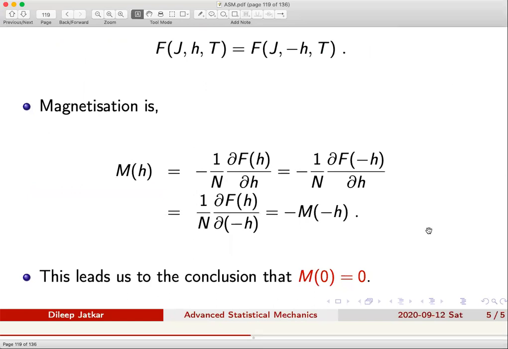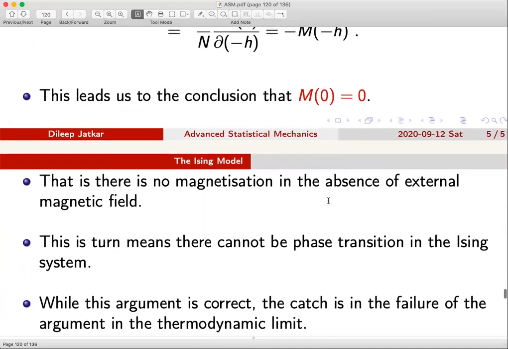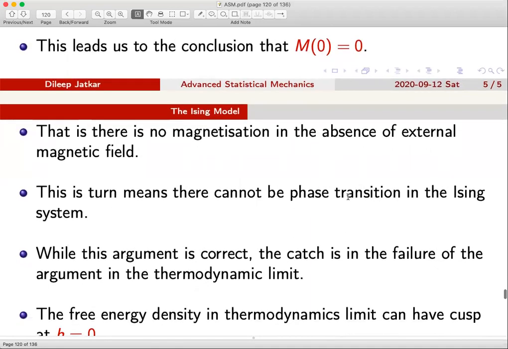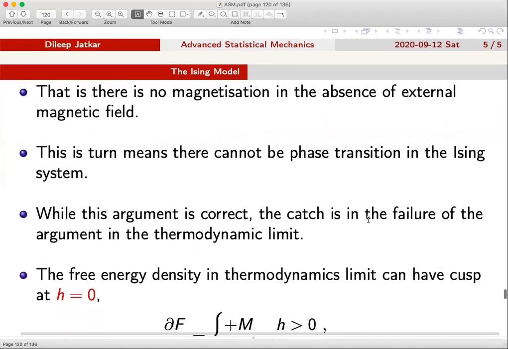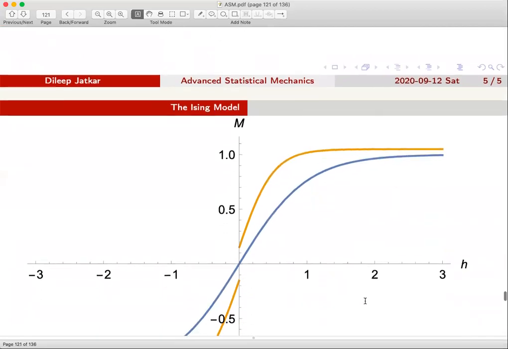Okay, and we of course found a counter argument to this, which relies on the fact that one has to actually take the thermodynamic limit. When you take the thermodynamic limit, your free energy may have discontinuities or cusps at various places, and therefore the magnetization may be discontinuous at a few points. In this particular case, at one point really. So the function is well behaved almost everywhere, but not everywhere, and the fact that it is not everywhere is the one which is relevant here. What one finds is that del F by del H would take one value for H greater than zero and another value for H less than zero. And we plotted it in a graph like this.